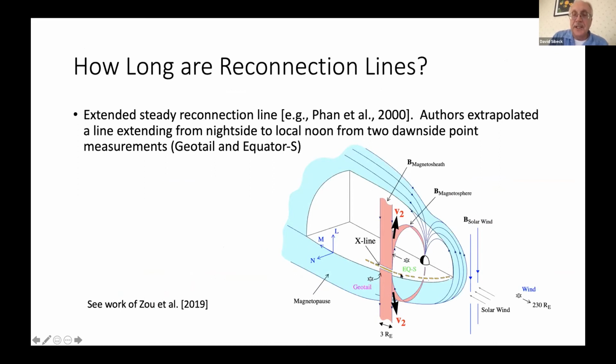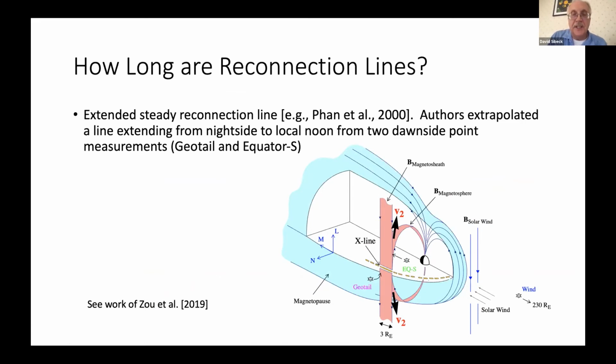We unfortunately, at the present time, don't have multi-point observations capable of telling us where and when the reconnection extends, although people have used ground-based and space-based measurements. Zoo, for example, has worked on this problem. It's an open area of research.